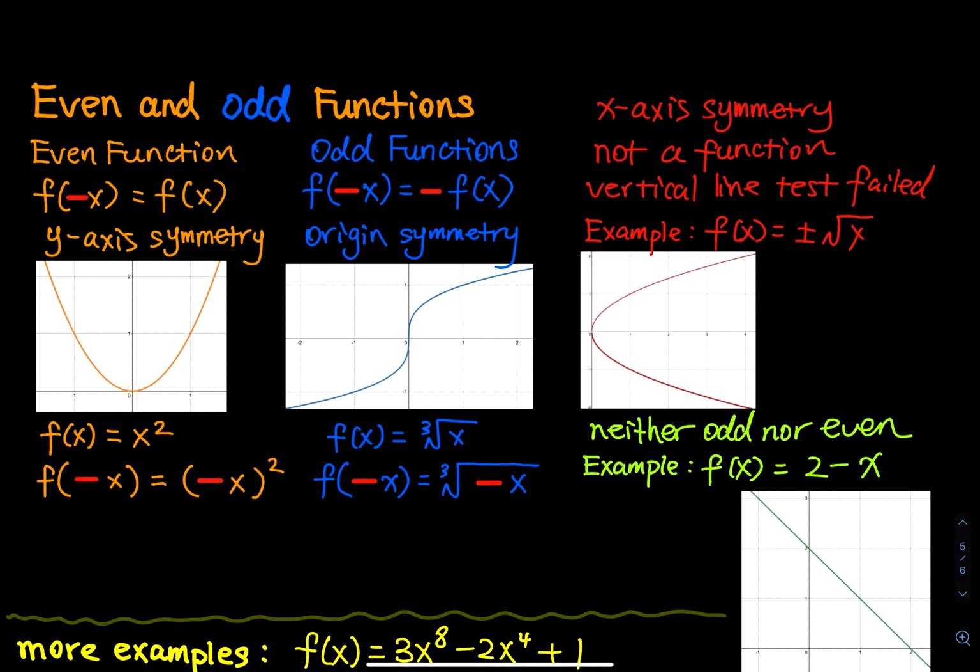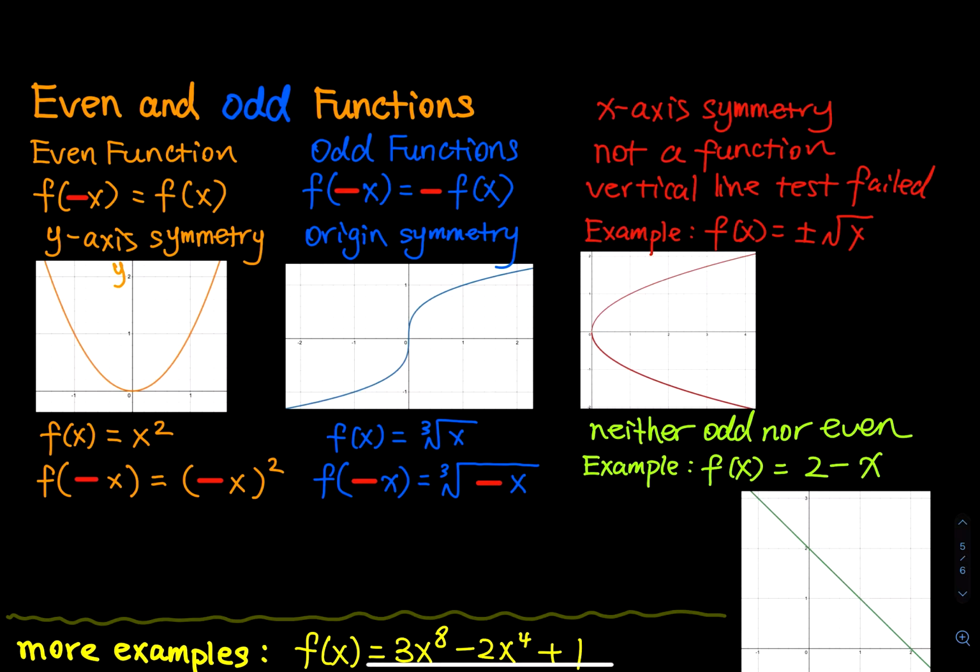So what is an even function? An even function has y-axis symmetry. The y-axis is right over here. The characteristic of an even function is that if you replace x with negative x, you will get back the same function.